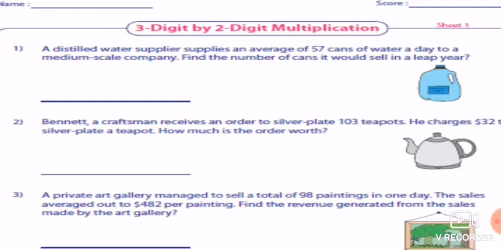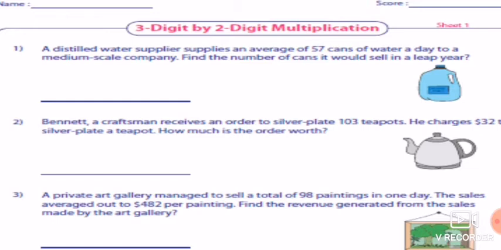Now the cost of silver plating one teapot is rupees 32. What will be the cost of 103 teapots? So what will you do? Tell me fast. Yes, you will do multiplication.